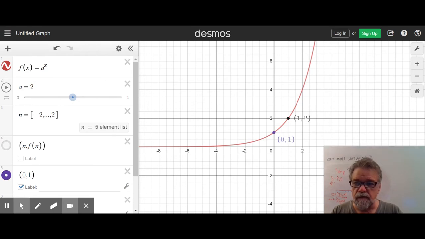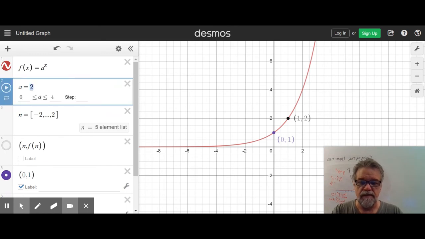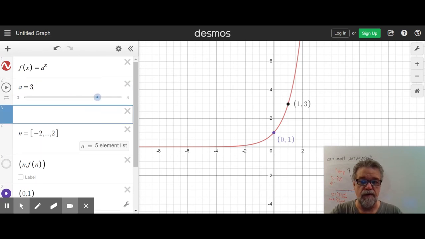we have y equals a to the x, and right now a is 2, and so sure enough it goes through the points (0, 1) and (1, 2), and that's that swoop up to the right that we saw before. But let's make a a little bigger. Let's make a be 3, and what happens? Well, it just gets steeper, okay? We still go through the point (0, 1), but now we're going through the point (1, 3).